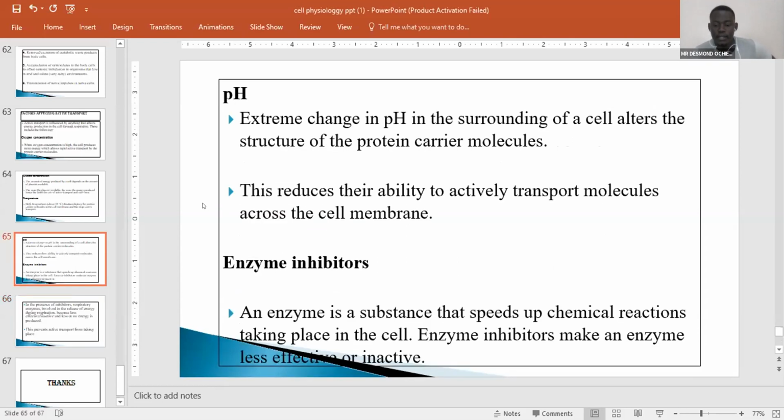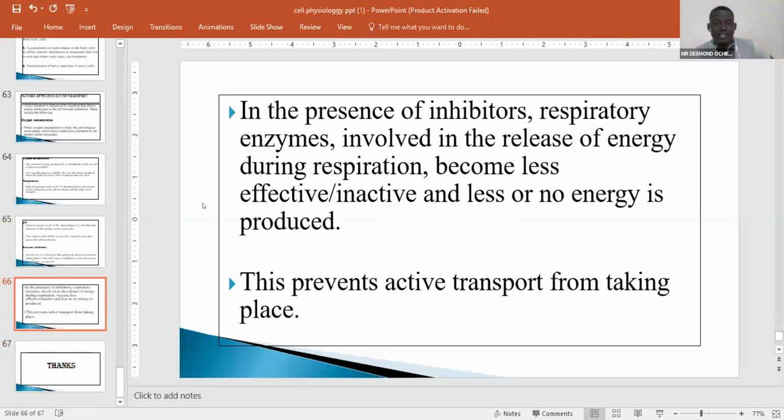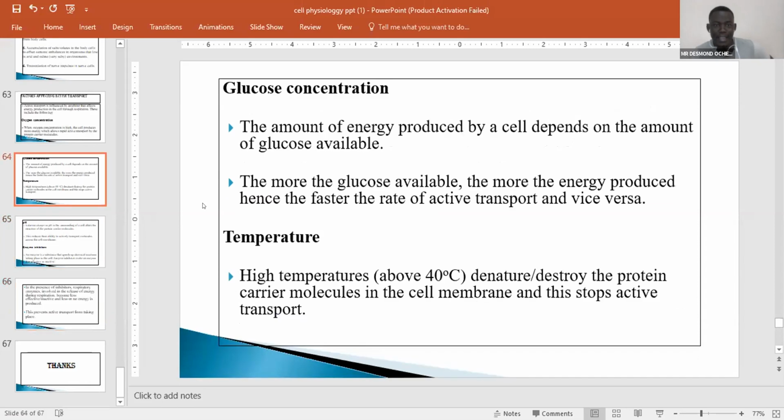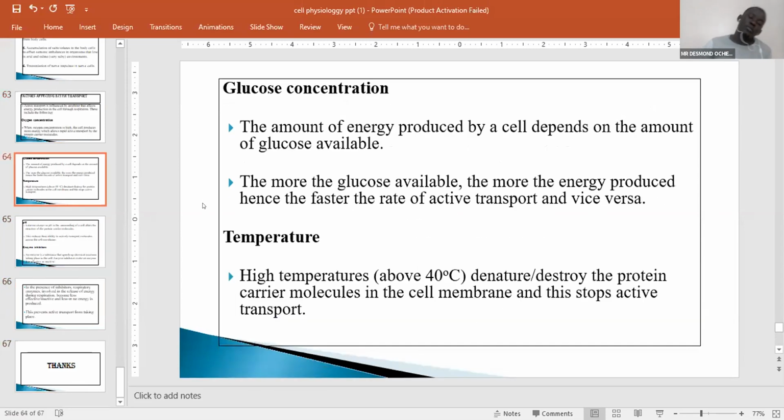Let's proceed and try and beat time. That marks the end of my slides and the end of the topic. We are stopping at that point, having looked at active transport, the roles of active transport, and the factors affecting the rate of active transport. For those who haven't understood, because I know I've looked at active transport very fast, could you please channel your questions or concerns?